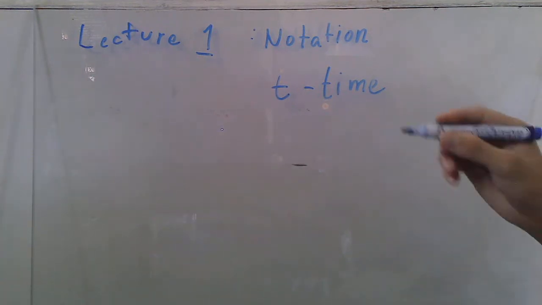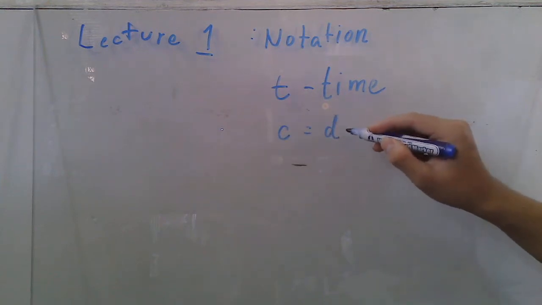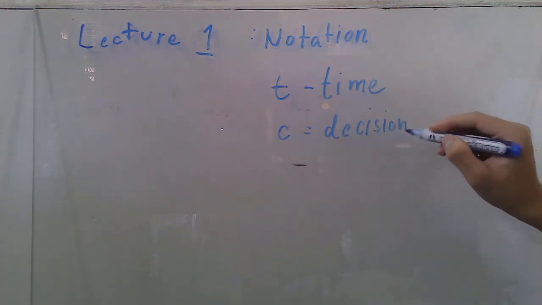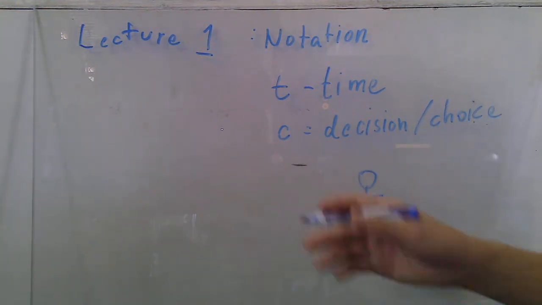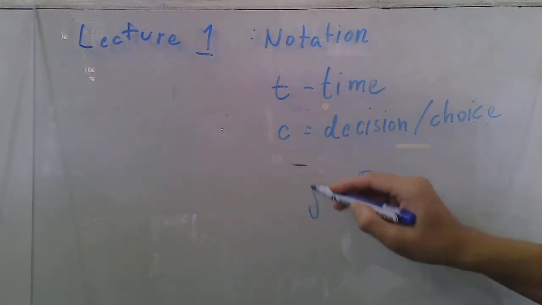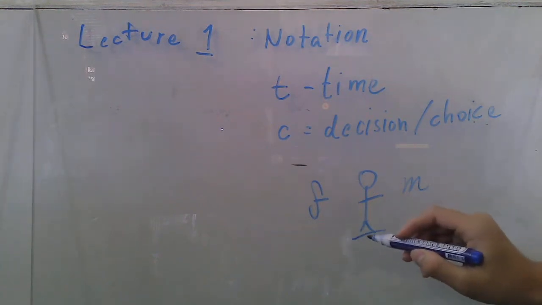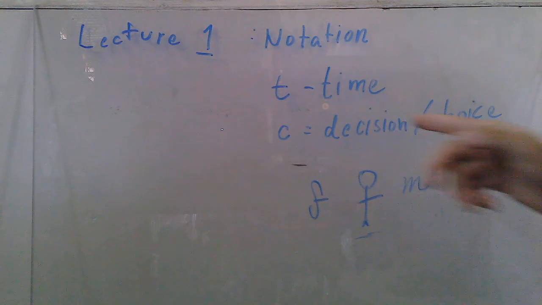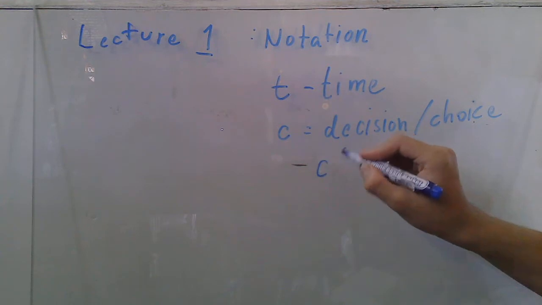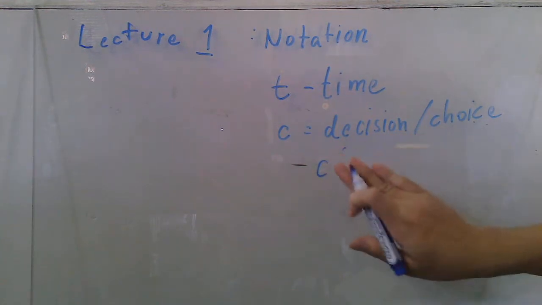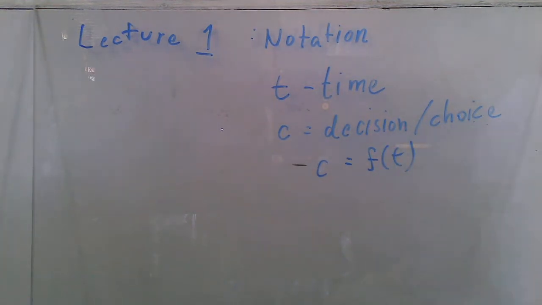Next, speaking of decisions, the next entity is decision, small c, decision or choice. If we have a specimen that has two choices, either male or female, this decision describes which one he or she chooses. It could be a girl, it could be a guy. That's what c measures. And oftentimes c is a function of time, or rather, c is equal to f of t.